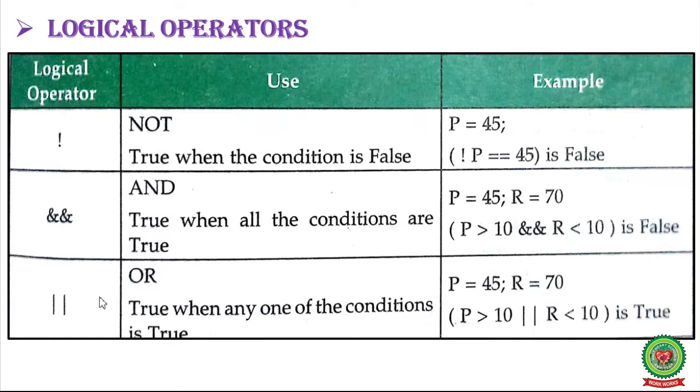And the last logical operator is or. It gives true when any one of the conditions is true. If P equals 45, R equals 70.